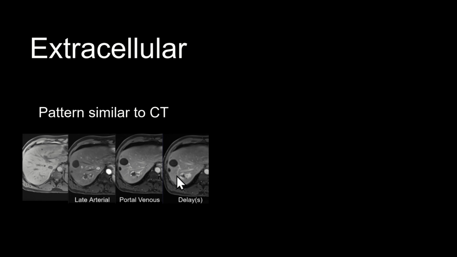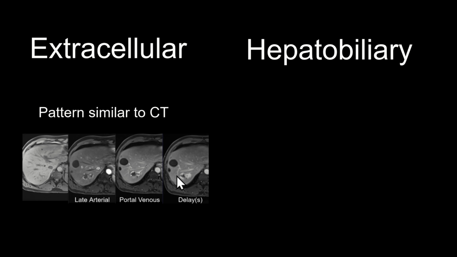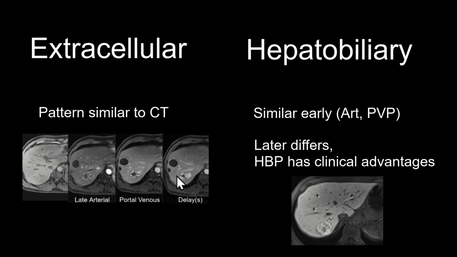So if that's all too much for now, just remember that extracellular agents, which are used in the vast majority of cases, behave like iodine-based CT contrast agents. So we can apply the enhancement patterns we know from CT to MRI with these agents. Also, we have the hepatocyte-specific agents like Primovist that have certain clinical indications that behave similar to extracellular contrast agents early on, but over time the enhancement patterns can differ from what we expect to see with quote-unquote GAD.